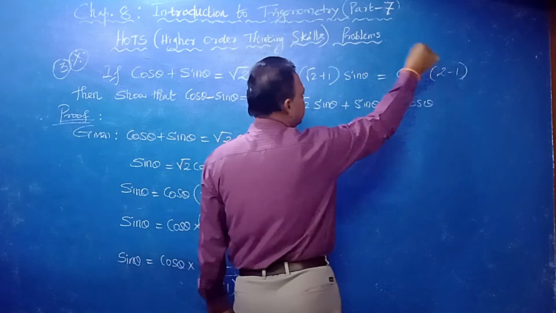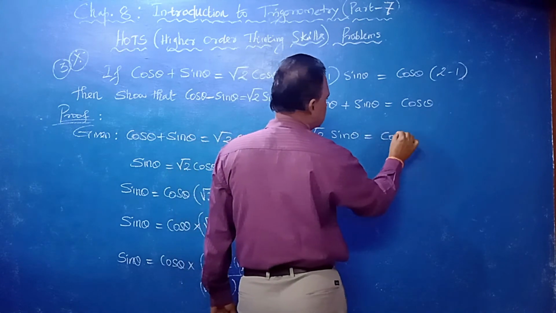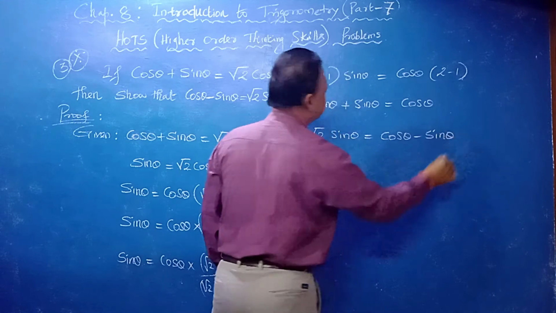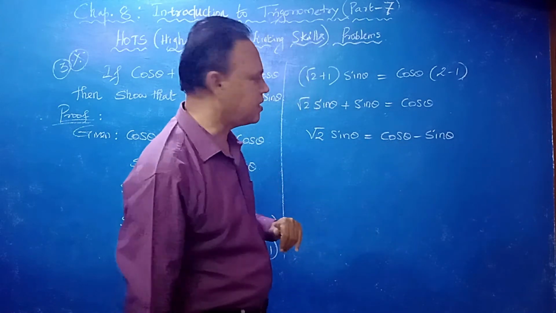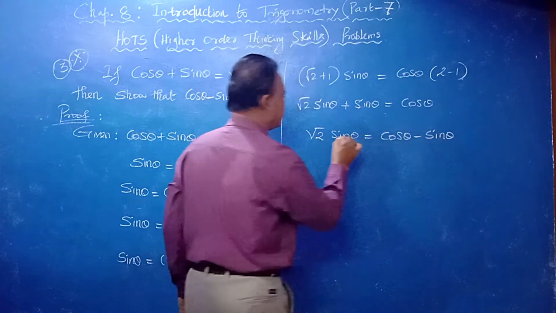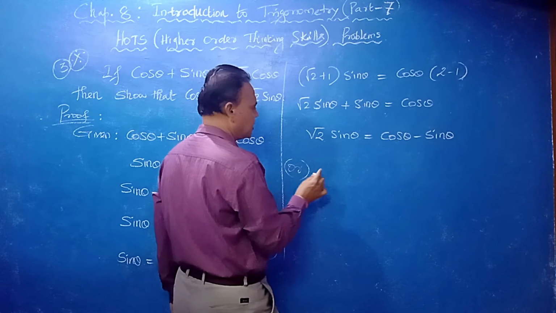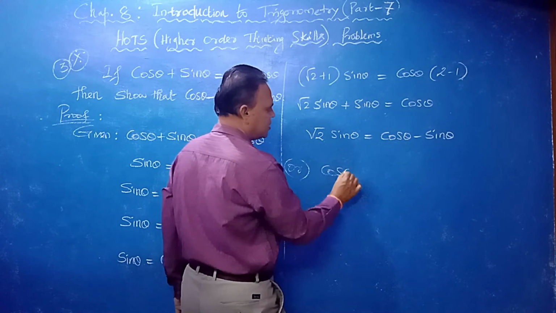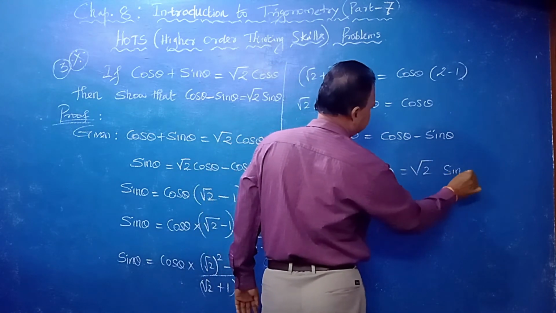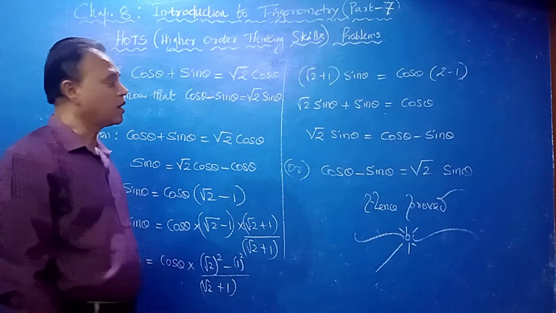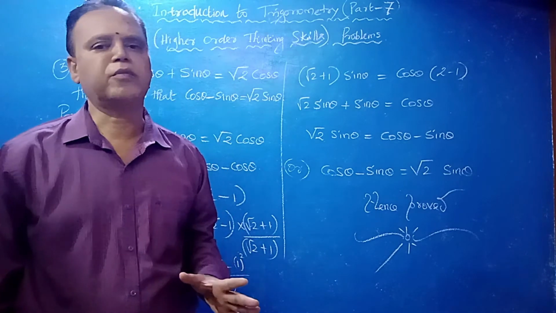Now this plus sin theta, bring this side, means root 2 sin theta is equal to cos theta minus sin theta. Just an ordinary simplification. Okay, bringing this sin theta this side. Understand? Now you see cos theta minus sin theta equal to root 2 sin theta. Correctly we get. Therefore, the left hand side can be written as root 2 sin theta. Okay, hence proved. Understand? So very simple. Okay, very typical problem. Okay, very important.